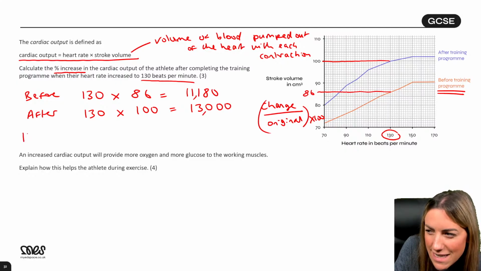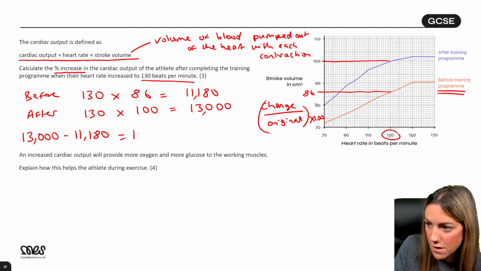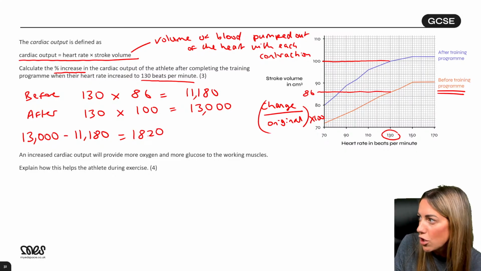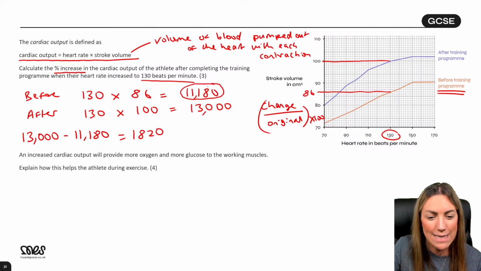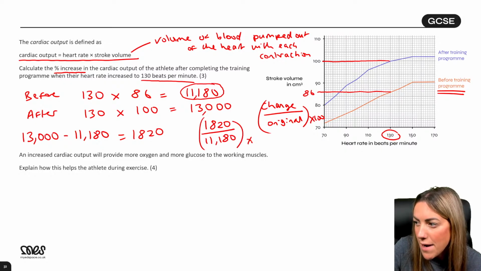So let's work out the difference first of all. The difference in these two values. So 13,000 take away 11,180. So the difference is 1,820. Now the original before the training program was this one, wasn't it? So that's my original. That's before they did the training program. So I do the difference or the change over the original, and then I multiply it by 100.